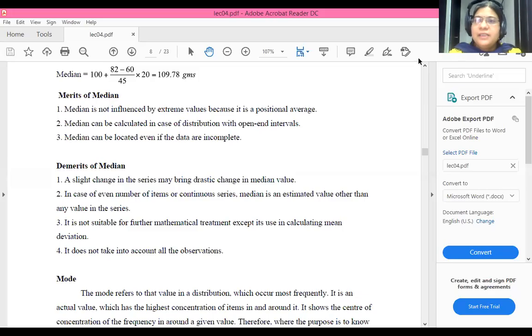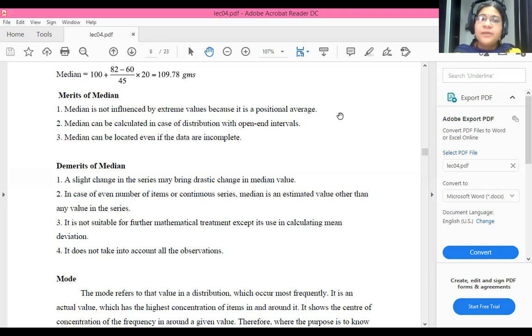Hello students, in the last sessions we have seen how to calculate the combined mean and shortcut for the mean. Also we have seen the median and how to calculate the median in case of the raw data and in case of the grouped data. Let's see some merits and demerits of the mean.